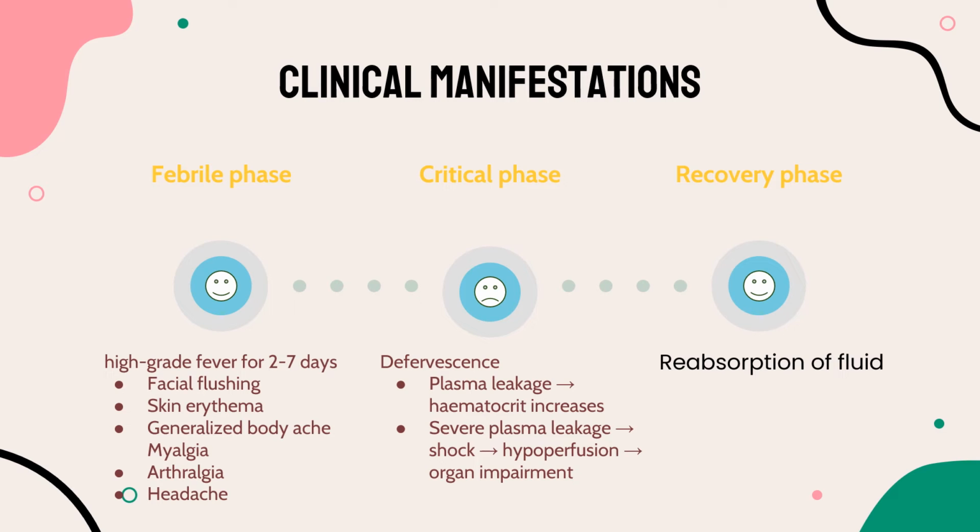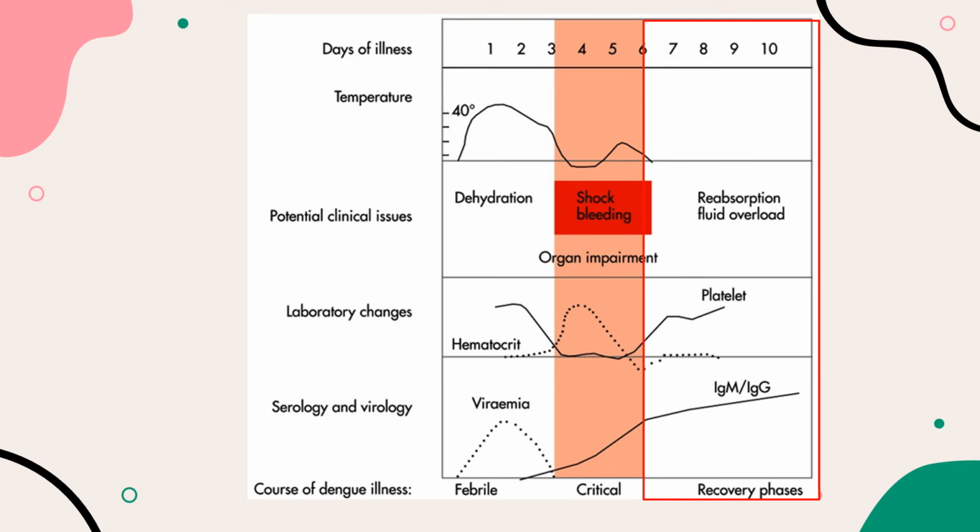In recovery phase, it can also cause reabsorption of fluid. This brings about fluid overload. In laboratory changes, the platelet is increasing and hematocrit is low. In serology and virology, IgM and IgG may be found in this phase.